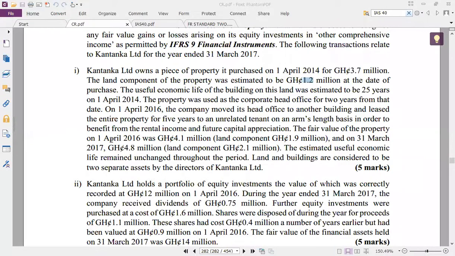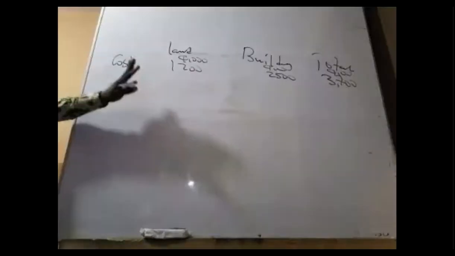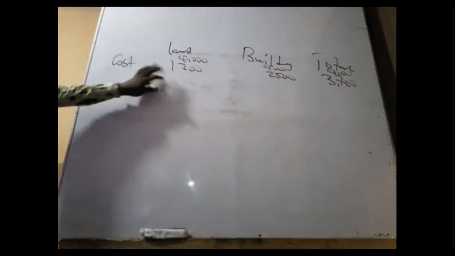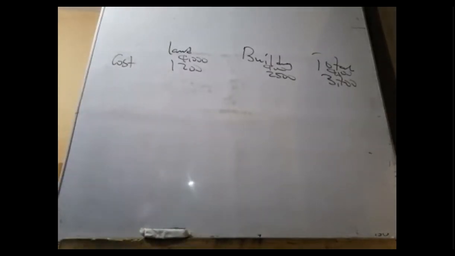So what happened is this. The useful economic life of the building, not the land, the building. Why do we need a breakdown? We don't depreciate freehold land, but we depreciate leasehold land. So we don't need to depreciate that land. That's why they break it down for us. So take note of that.